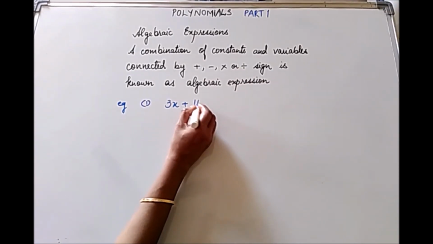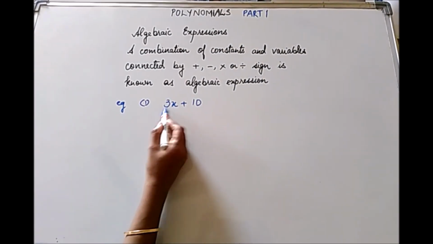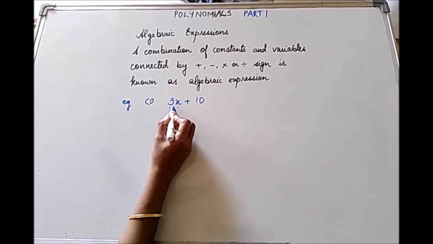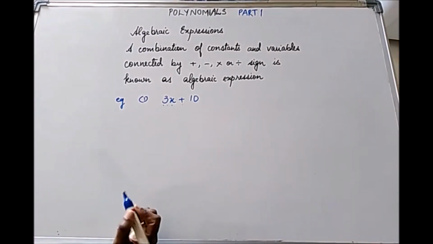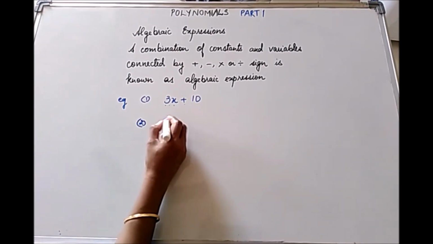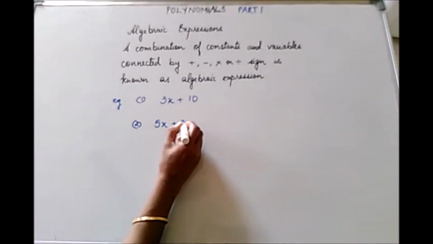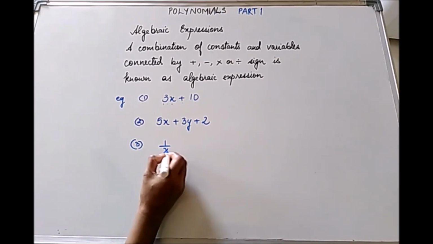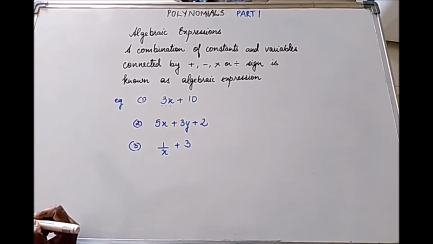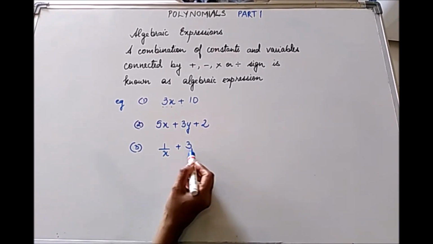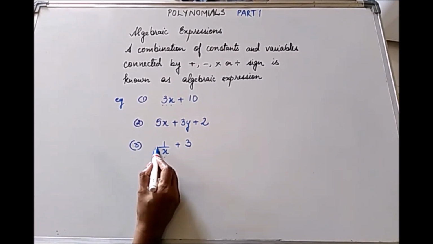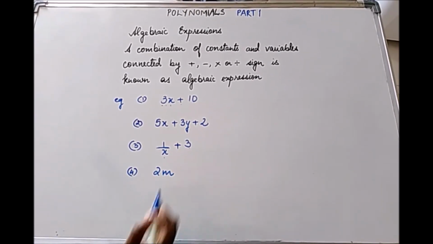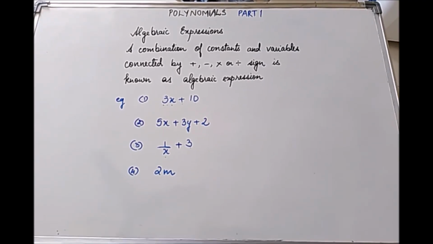3x plus 10. Here we have got constant 3 and 10. We have got variable x. Here 3 and x are connected by multiplication and we have got a plus sign here. Hence it is an algebraic expression. Next example, 5x plus 3y plus 2. One more, 1 by x plus 3 is also an algebraic expression. Here we have got variable x, constant 3, 1 and x is connected by division sign and we have got a plus sign. 2m. This is also an algebraic expression.